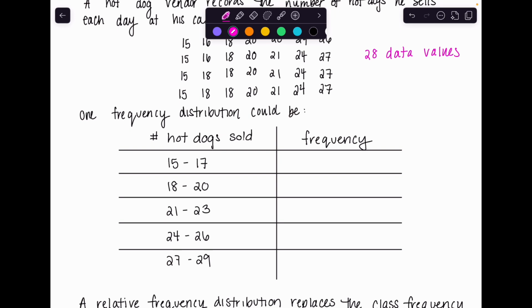And the one thing is I want to keep the group sizes the same. So 15, 16, 17 is my first group. 18, 19, 20 is my second group. So they each have 3 within it. And then you continue that pattern from there. The most amount of hot dogs I sell is 27, so I'm going to stop my bucket when I reach that end value.